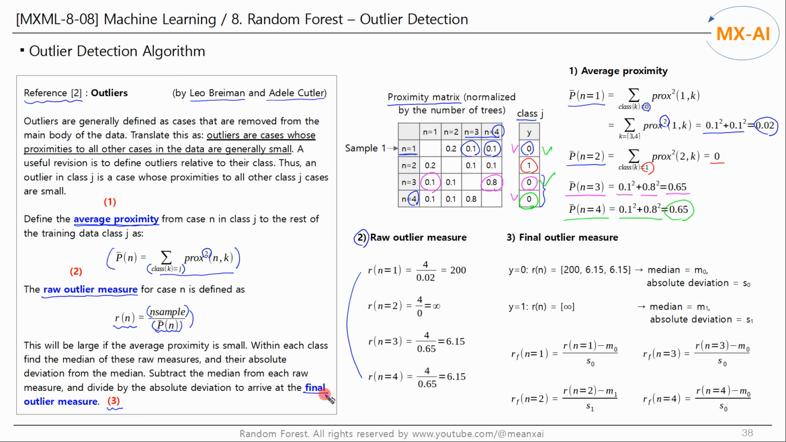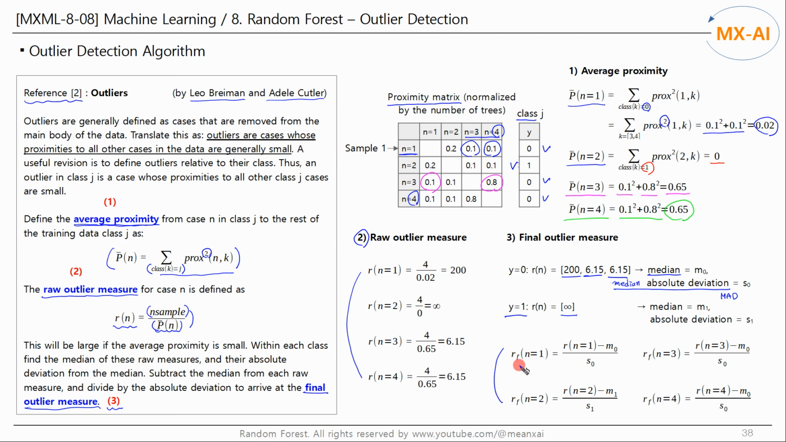Here, we compute the final outlier measure. This is simply a standardized version of the raw outlier measure. For samples 1, 3, and 4, which belong to class 0, the raw outlier measures are shown here. For sample 2, which belongs to class 1, the raw outlier measure is shown here. Next, we compute the median and the median absolute deviation, or MAD, for each class. We then standardize each sample's raw outlier measure using these two statistics.